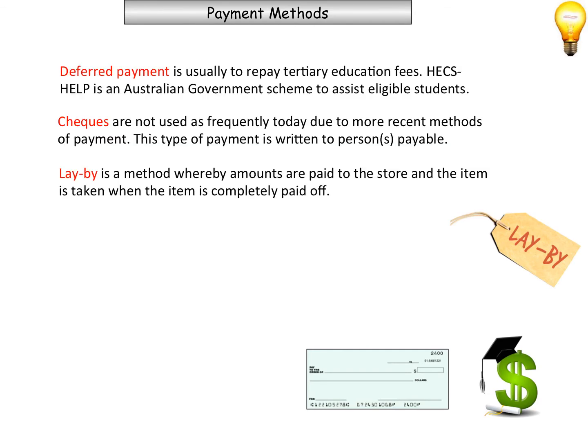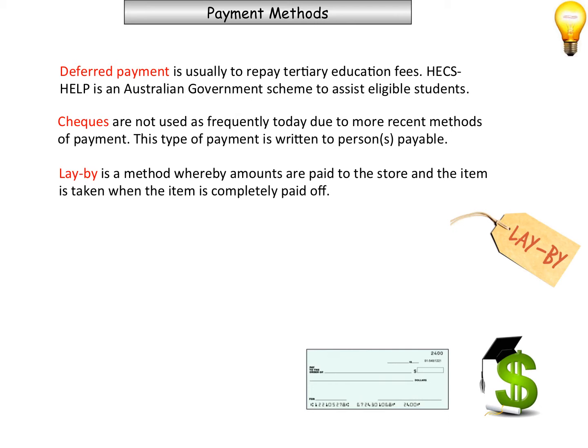Okay, other methods of payment. So a deferred payment is usually to repay tertiary education fees, so university degrees, or even TAFE fees, and it's called HECS-HELP, which is an Australian government scheme to assist eligible students. So if you go to university, you don't have to pay for your course up front. You'll end up paying a little bit each time when you get paid when you actually get a full-time job.